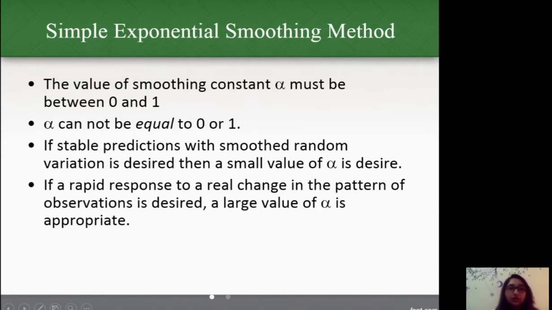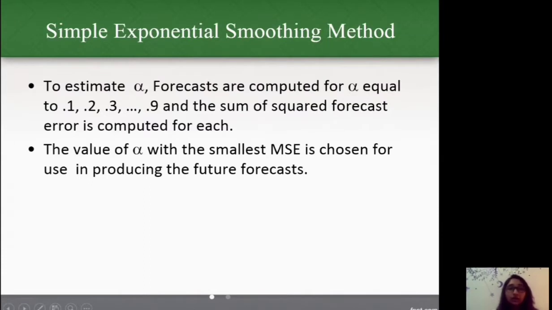If stable predictions with smoothed random variation are desired, then a small value of alpha is desirable. If a rapid response to a real change in the pattern of observation is desired, then a large value of alpha is appropriate. To estimate alpha, forecasts are computed for alpha equal to 0.1, 0.2, 0.3 and so on till 0.9, and the sum of the squared forecast error is computed for each, that is SFE. The value of alpha with the smallest MSE is chosen for use in producing the future forecast.